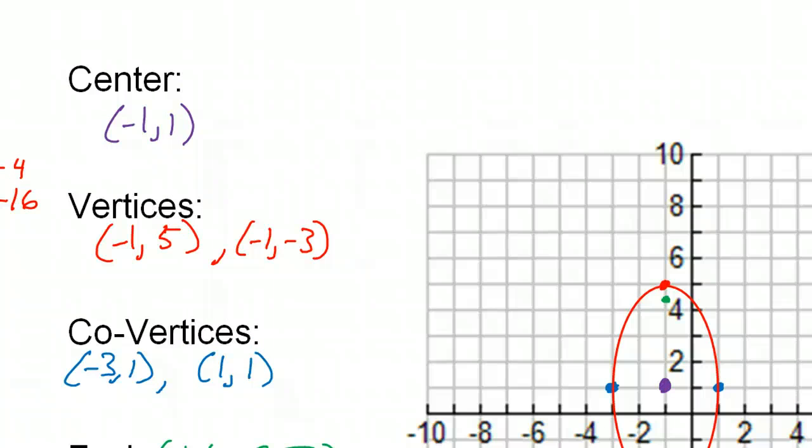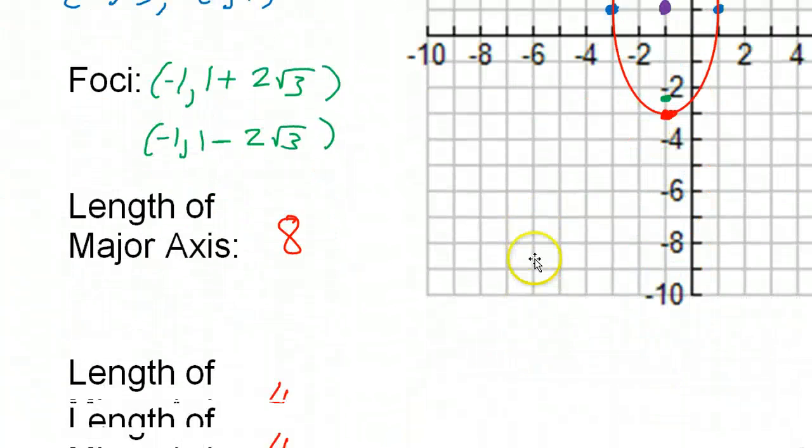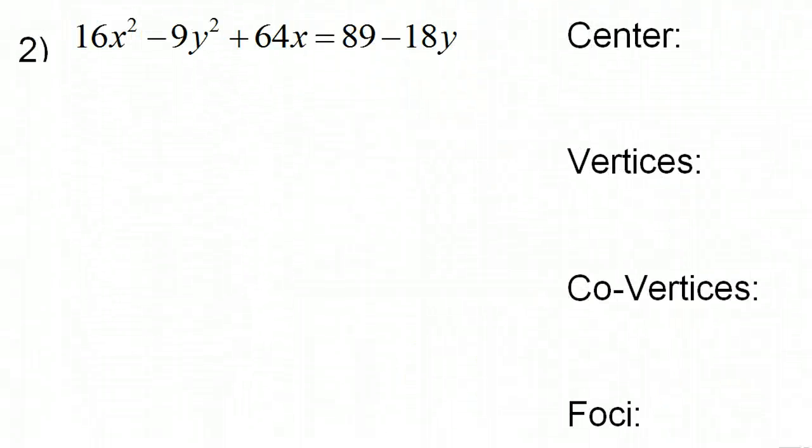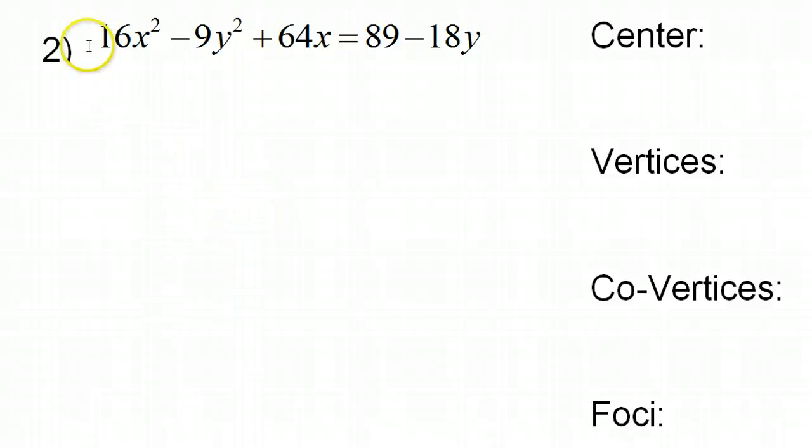Alright, let us move on to number 2. Again, at a glance we should know what this is. Just looking at the squared terms right here, see that minus sign? That tells me that this is a hyperbola.